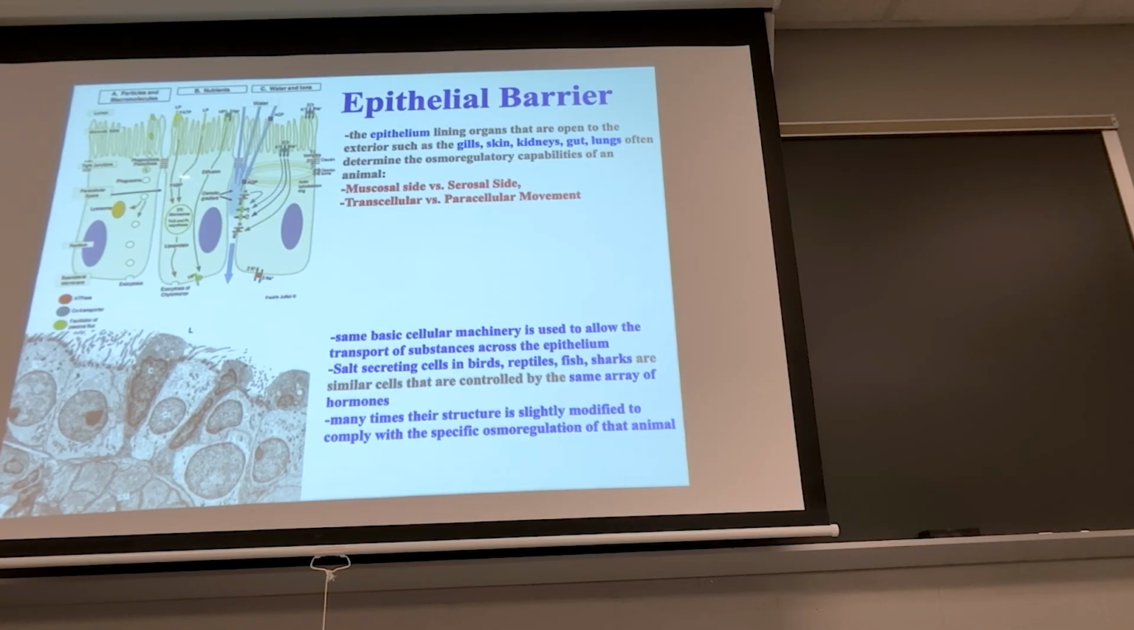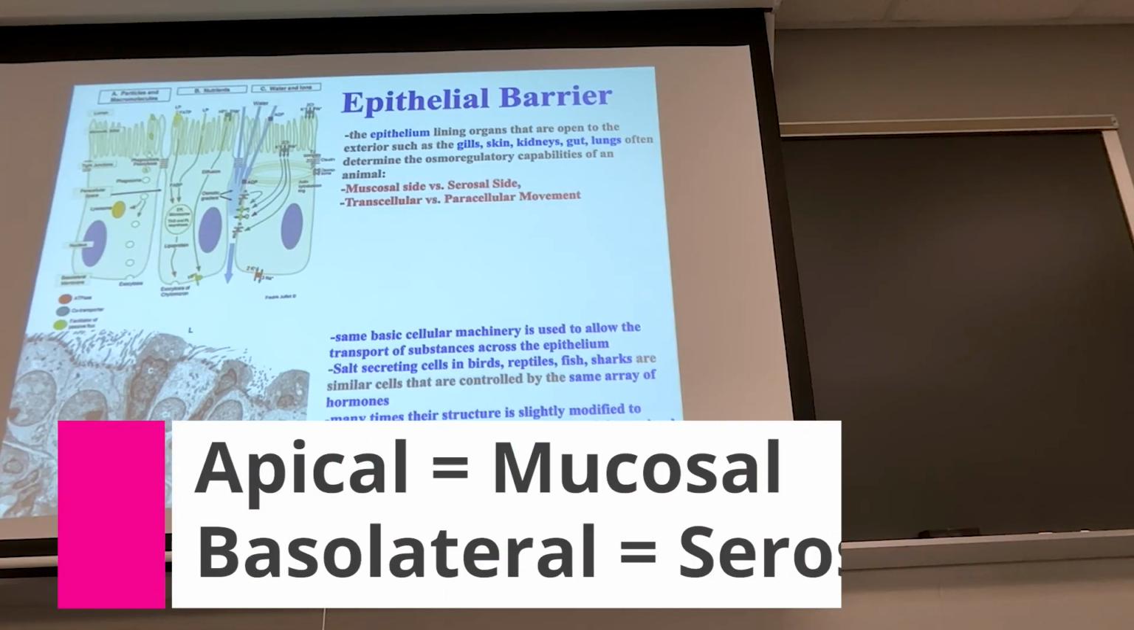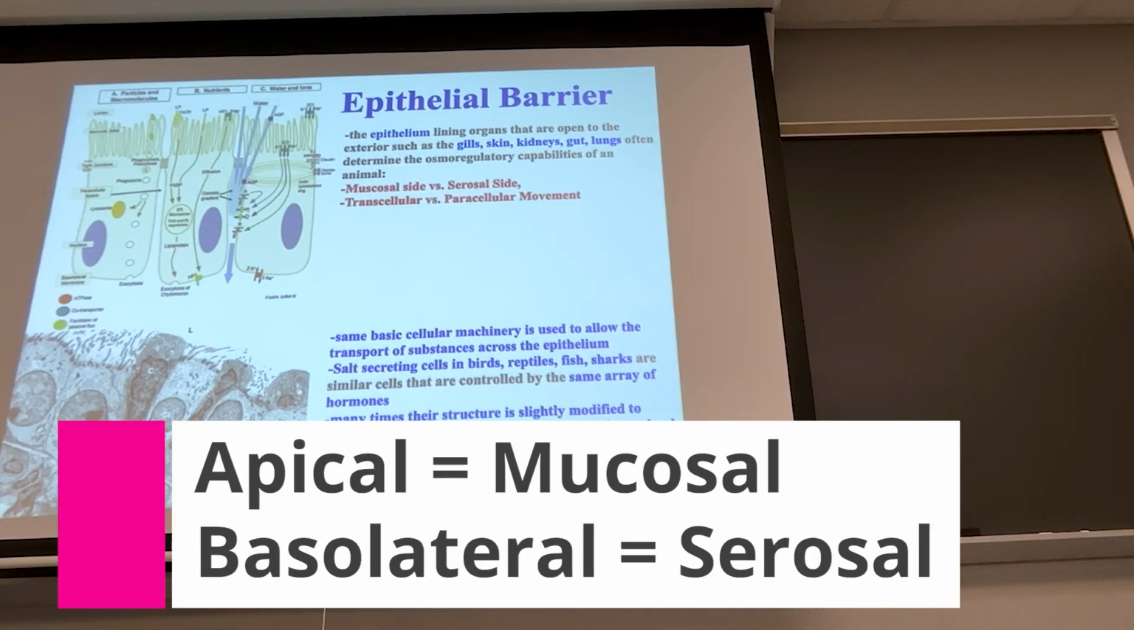The top of the cells that are sticking out towards the environment or lumen of an organ is called the apical surface. And then the part of the epithelium that's attached to the basement membrane is the basolateral surface, right? You find the nucleus, and anything below the nucleus is called the basal compartment. And anything above the nucleus, closer to the top of the cell, is called the apical compartment.